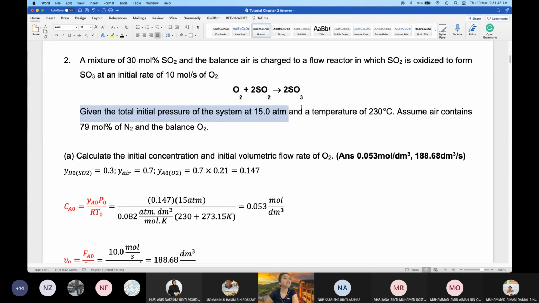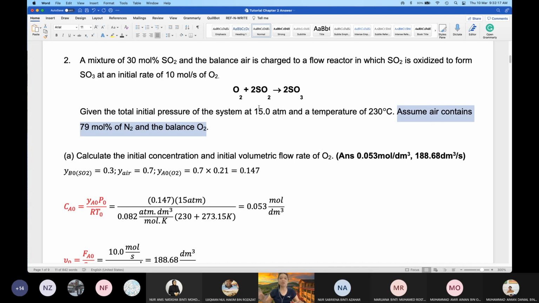Okay, and dia kata temperature 230 Celsius. So 15 atm ni adalah P naught, initial total pressure. Okay, T naught 230 Celsius. So P naught 15 atm, T naught 230 Celsius. Done. Then dia kata sekarang air contains 79 mole percent nitrogen gas and the balance oxygen gas.